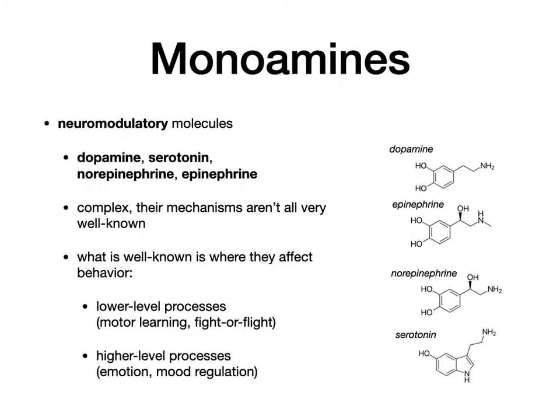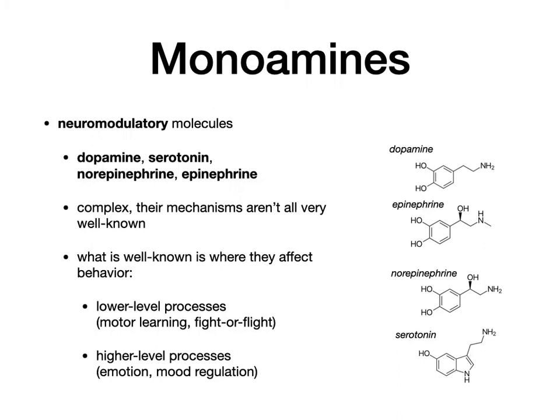So these are complex, and the mechanisms aren't super well known. We've been studying this for years and years, but it's still hard to pin down how exactly these chemicals work at the cellular level. What we do know is how they affect behavior. Lower level processes are affected by these monoamines. So motor learning can be affected if you have, say, a lack of these. Fight or flight things, so that's the adrenaline type stuff, norepinephrine.